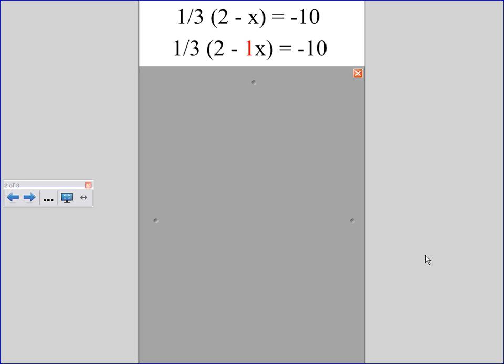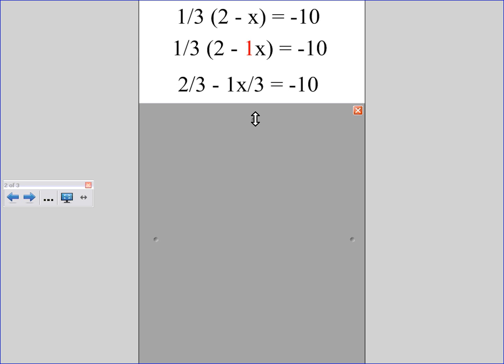Secondly, rule number 1 in an equation, if the equation asks you to do the distributive property, you need to do that first. And I have to distribute the number out in front of the parentheses, 1/3 times both values inside the parentheses. In mathematics, when you multiply a fraction by a whole value, all you do is take the whole value times the numerator. Notice that the denominator, the bottom of the fraction, doesn't change. 1/3 times 2 becomes 2 over 3. And then 1/3 times negative 1x becomes a negative 1x over 3. And all of this comes out to be equal to negative 10.